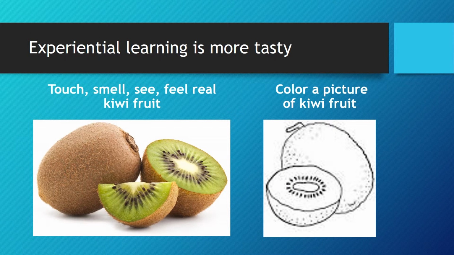Experiential learning is more tasty. Ask everyone to pretend that for this exercise they know nothing about kiwi fruit. To show the power of experiential learning, divide the group by numbering off by 2. Ones stay in the room, and they receive a color page and some crayons. Ask them to enjoy coloring at their places.